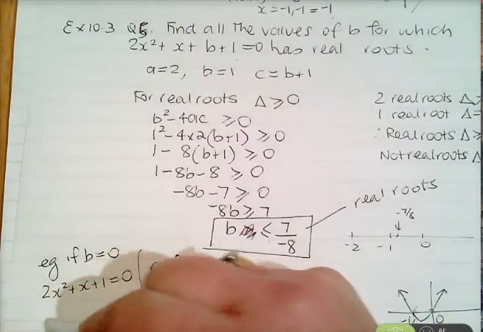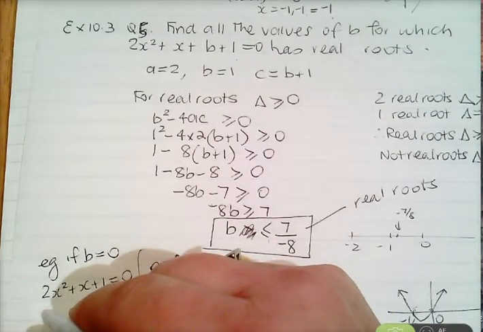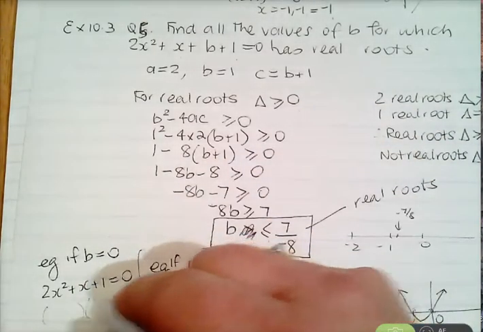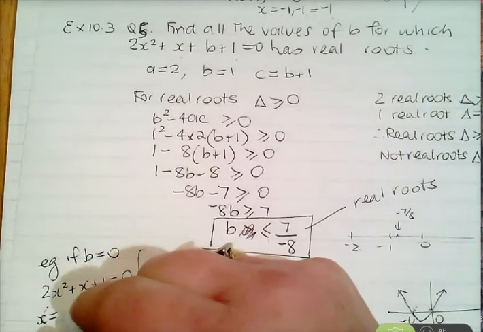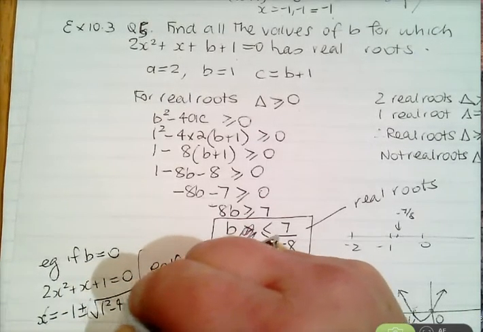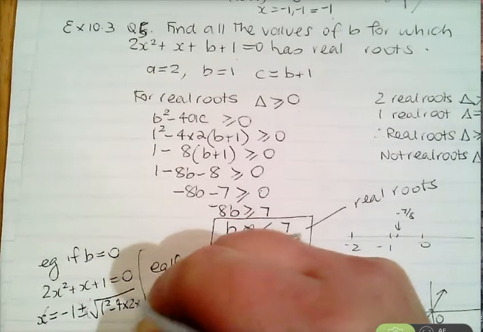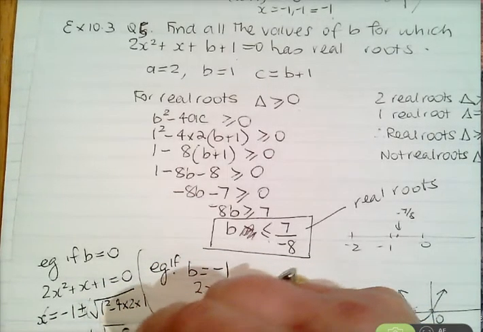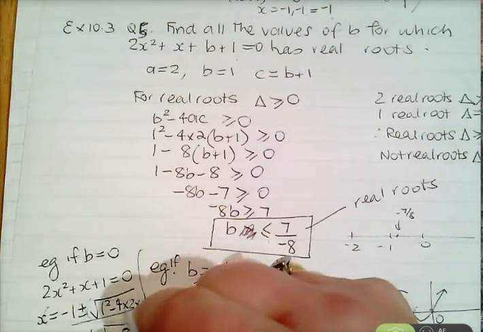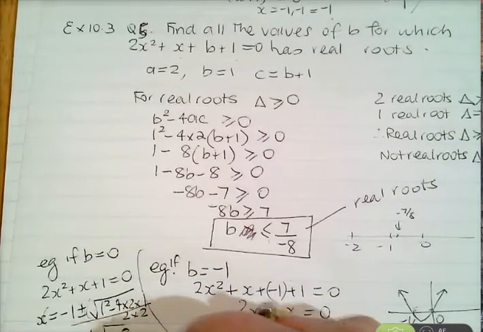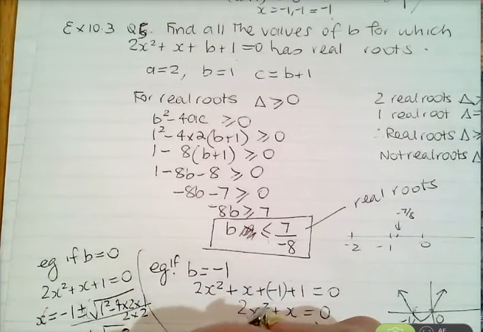If I try and factorize that, I don't think it will work. Let's just try the discriminant. x is -1 plus or minus the square root of 1 squared minus 4 times 2 times 1, over 2 times a, so over 4. So -1 plus or minus the square root of -7, over 4.